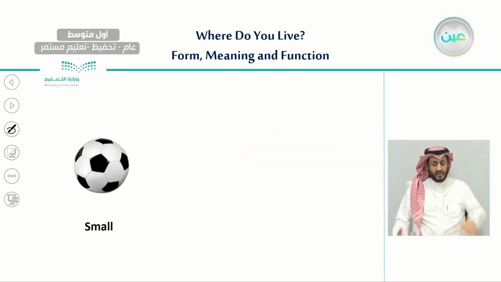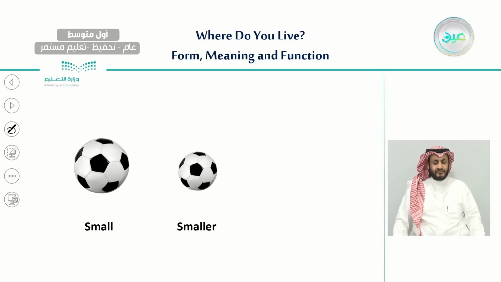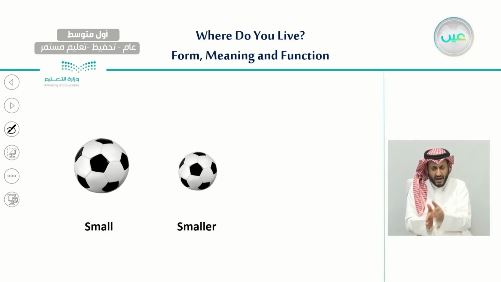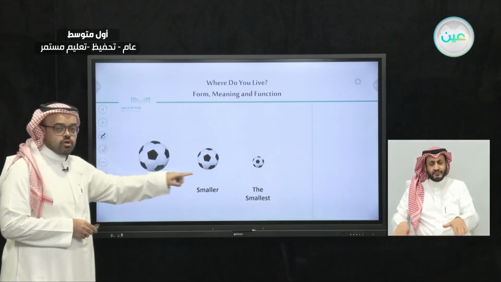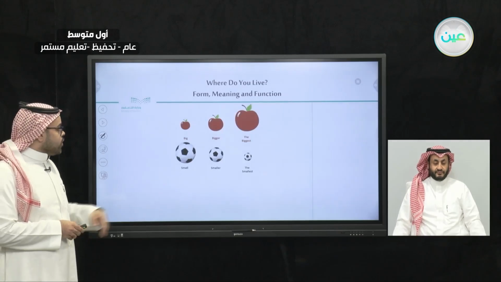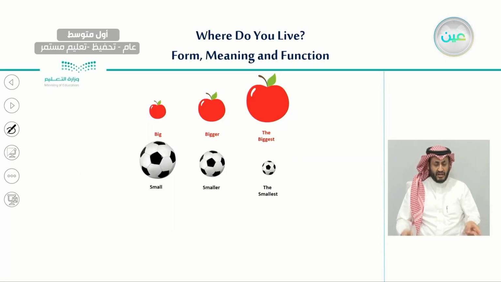Let's see another example. So this ball is small, and this one is smaller, and this ball is the smallest of all these balls. So here we have a small ball, and this one is smaller than this, and this ball is the smallest of all these balls. So here we have an apple which is big, a ball which is small.